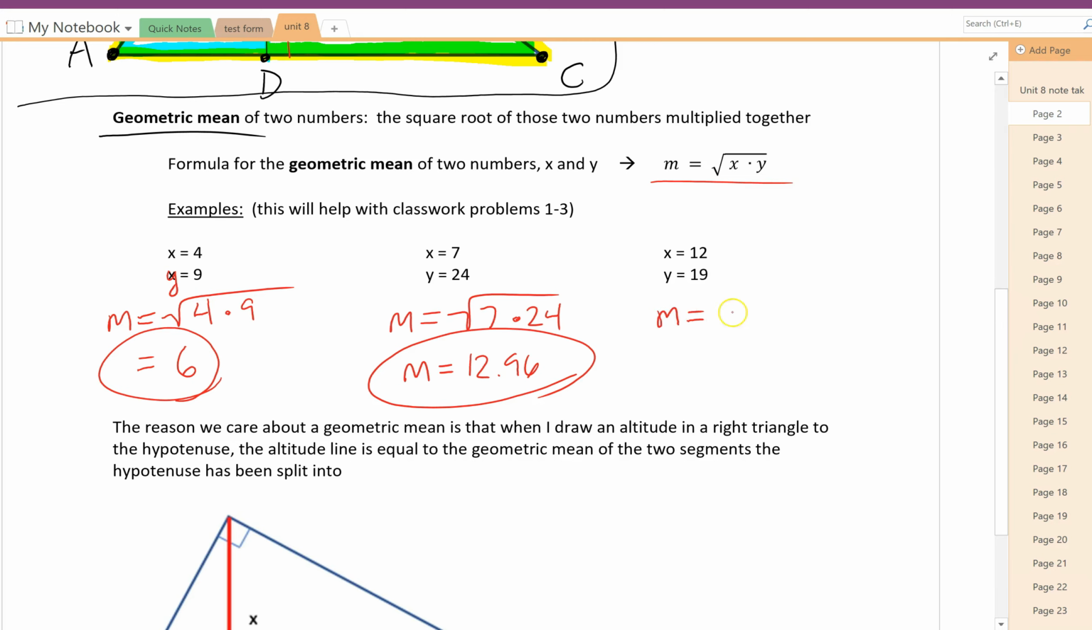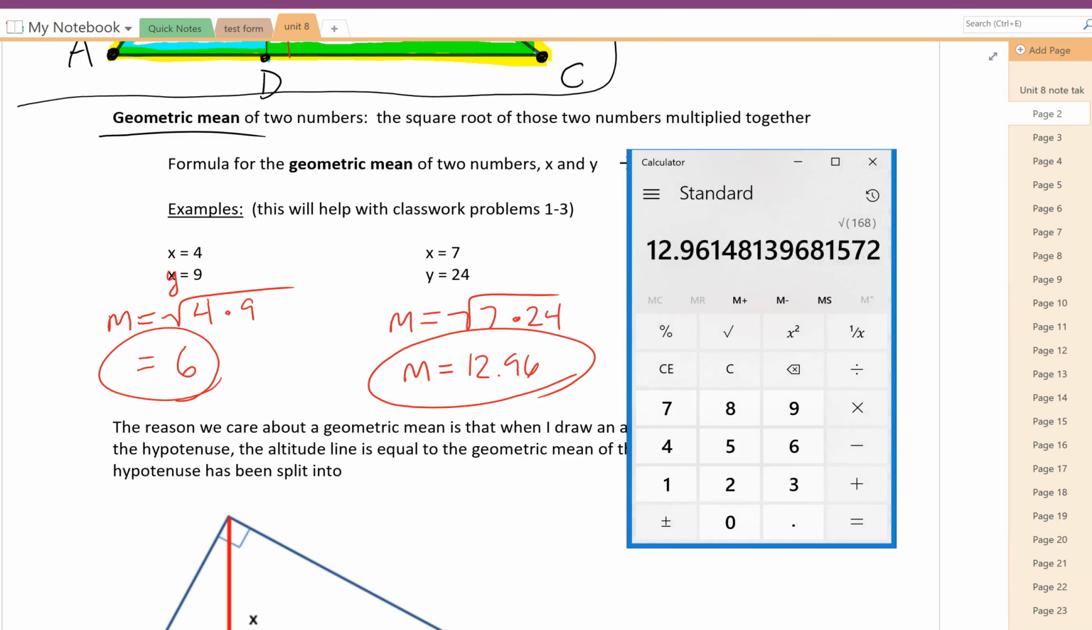Okay, so if I'm doing the geometric mean of 12 and 19, I would just put those 2 numbers multiplied by each other under a radical symbol. I would say, well, what's 12 times 19? That gives me 228. Square root of 228 is 15 point, let's just call it 15.1.